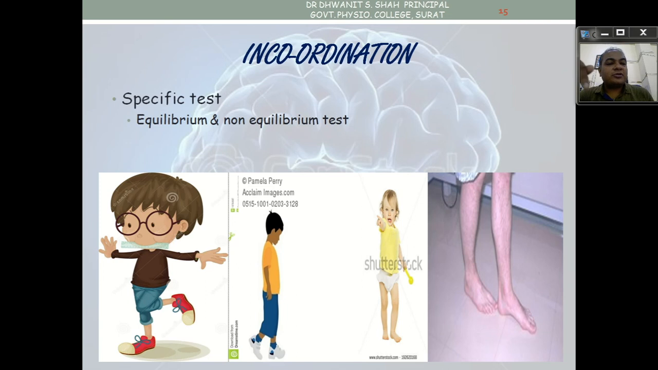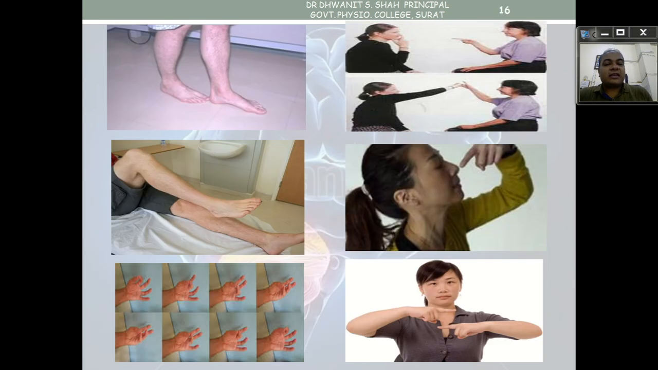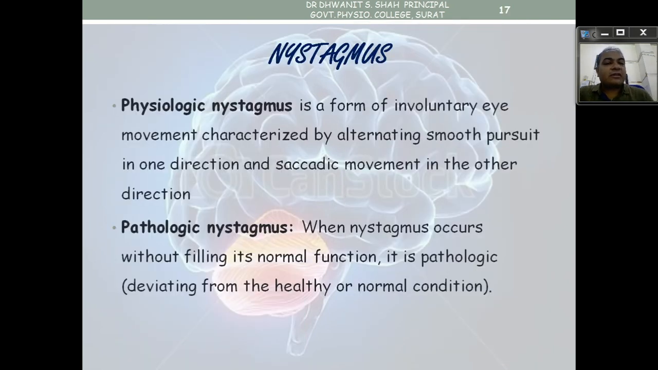In coordination, as I already told you, there are equilibrium tests and non-equilibrium tests. Equilibrium tests can be done in standing or weight-bearing positions: single leg standing, tandem walking, side stepping, side walking, making a circle, and many weight-bearing exercises in different forms. Non-equilibrium tests you can do in supported positions, lying or sitting positions, like touching the fingers, finger to nose, hand to hand, hand to finger, finger to parallel, shin to knee, knee to shin. All these tests are for coordination, equilibrium, and non-equilibrium.